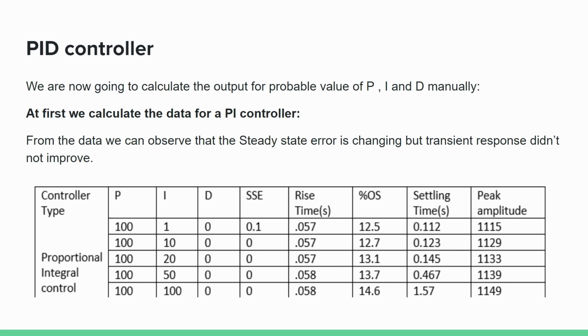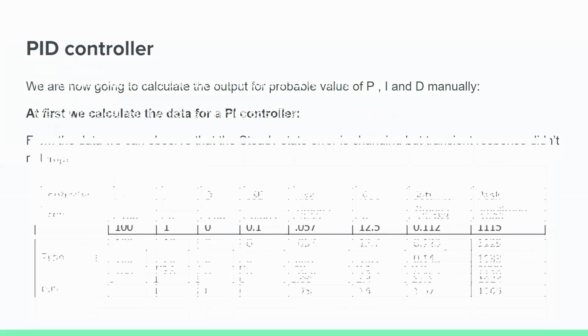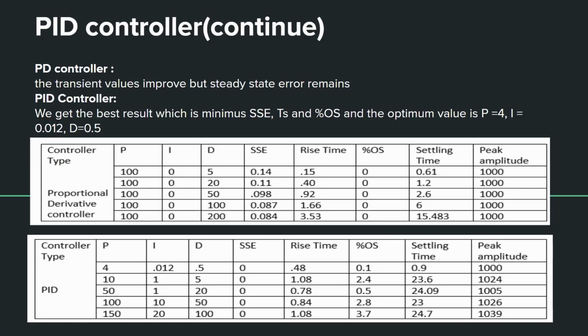In the BLDC motor, we used linearization and tuned the PID value by the PID controller application. But here, we manually calculate the optimum value of PID. Firstly, for a PI control system, we can observe that our steady state error is minimum, but the transient response like percent overshoot, settling time, and rise time is higher. Next, for a PD control system, the opposite occurs. Though the system's transient response is lower, there will be some steady state error. And finally, for a PID controller, the optimum P, I and D values are achieved, which are 4.012 and 0.5 respectively.